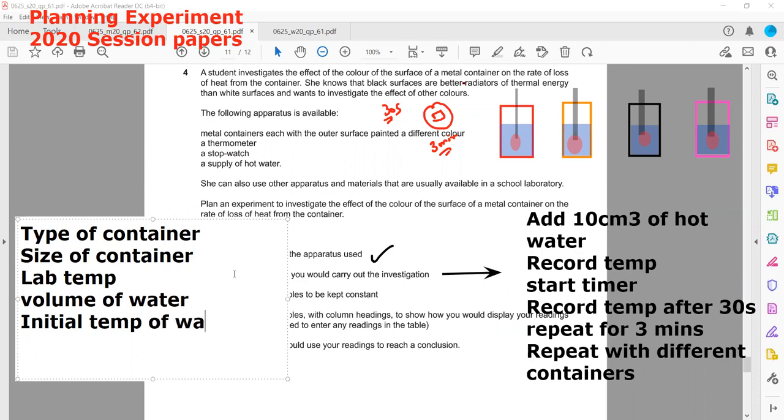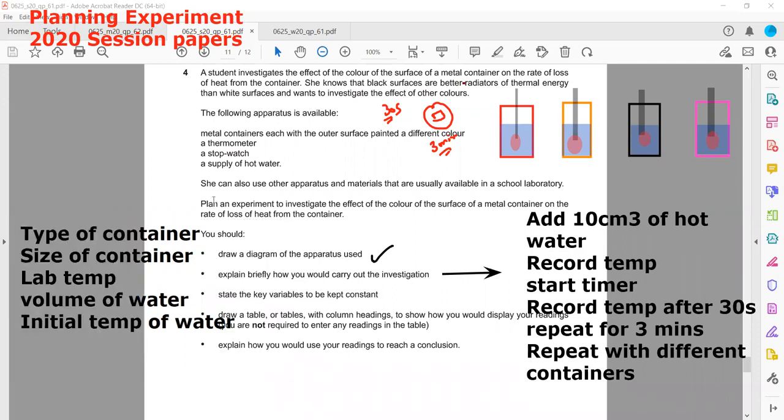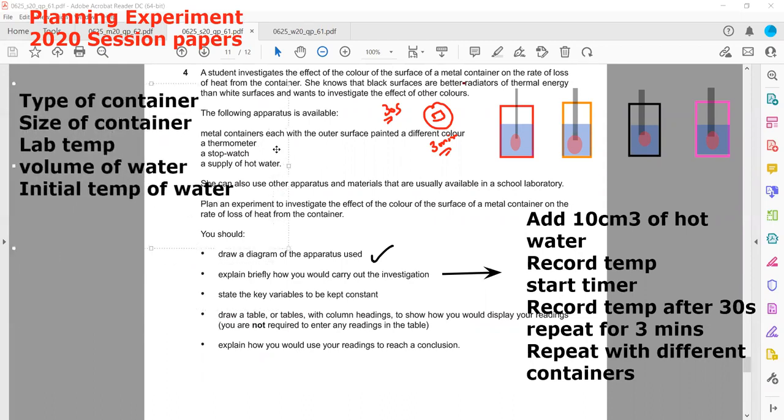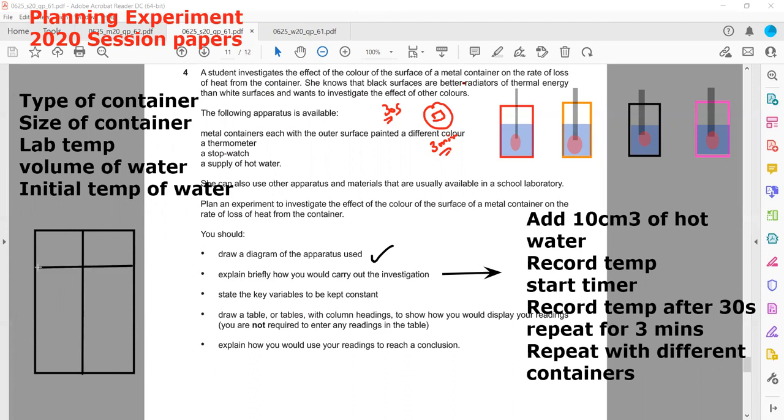So, the size of the container, the surface area of the container, the volume of the water, many factors are there. Then draw table or tables. Whenever this type of question is there, in which you're doing a rate of cooling, what table can you draw? You can have temperature and time, and the table should always be with a column heading. What is the meaning of a table with a column heading? It means the unit of the physical quantity which you are measuring should also be mentioned.